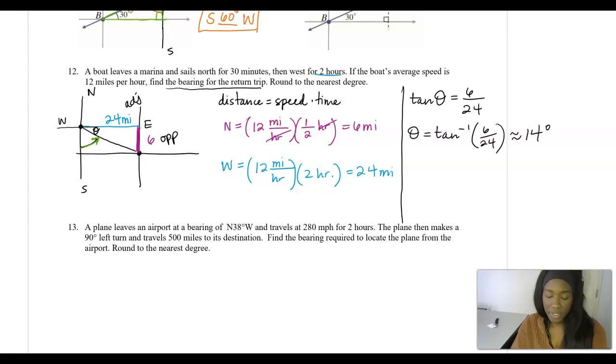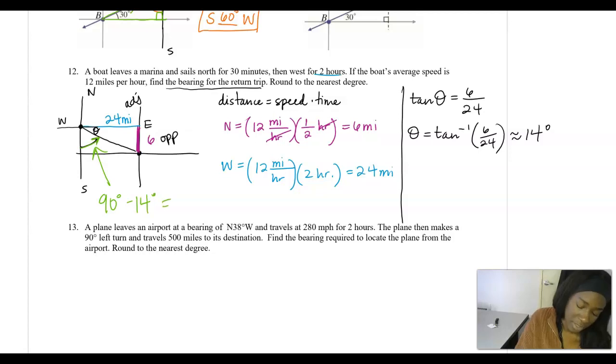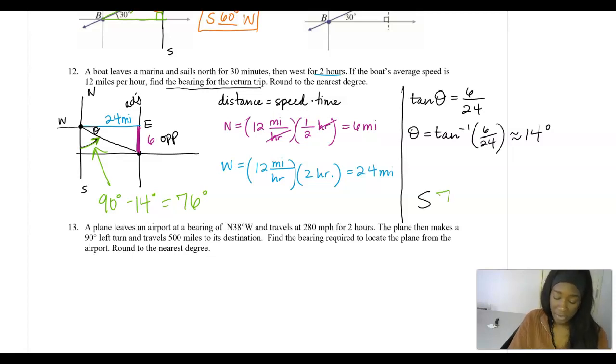Well, if that is a 14-degree angle, then the bearing that we are looking for must be 90 degrees minus 14 degrees, which is 76 degrees. So now we know that this was a south, because we came off south, we went 76 degrees towards the east to get that bearing.